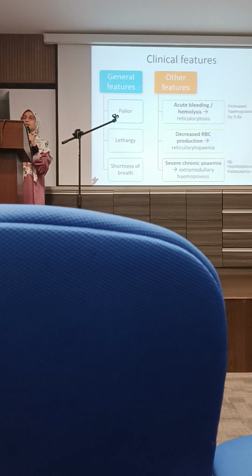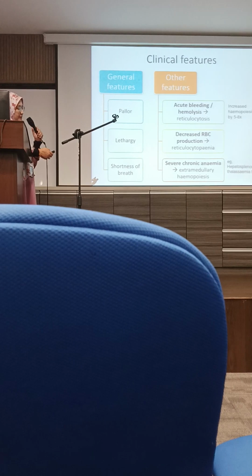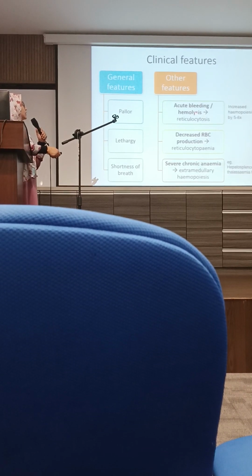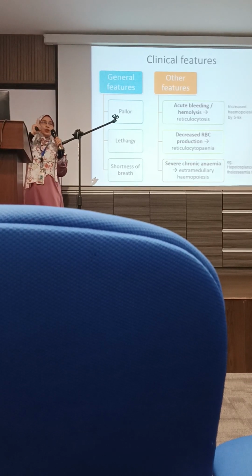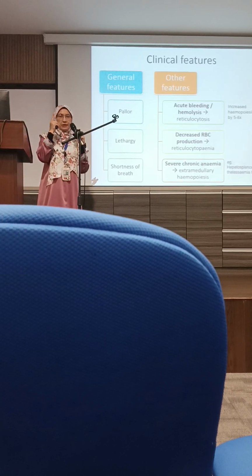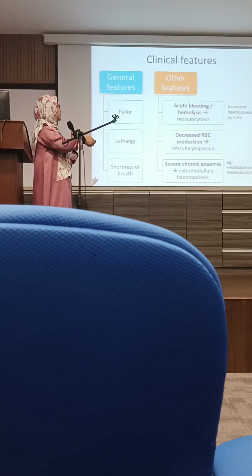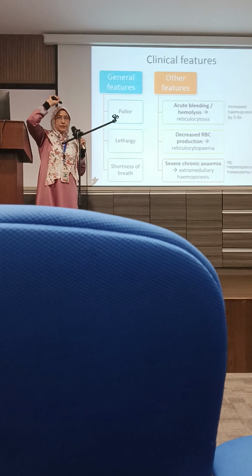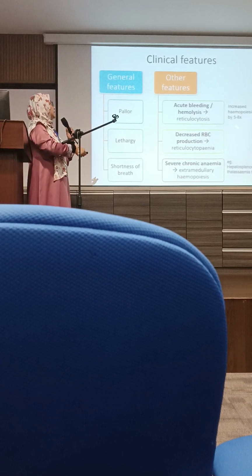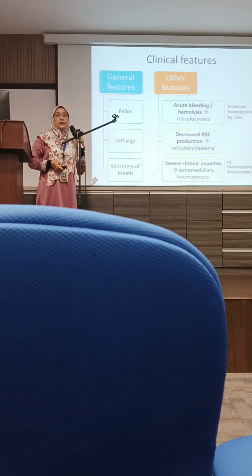Other features which are more specific. If you look at the blood count or blood film, the patient will have reticulocytosis. Remember just now I said there is only 1% reticulocytes in the normal blood film. So if the patient is having acute bleeding or hemolysis, the reticulocyte count will go up. Okay, it will be raised, and it can rise by 5 to 8 times.